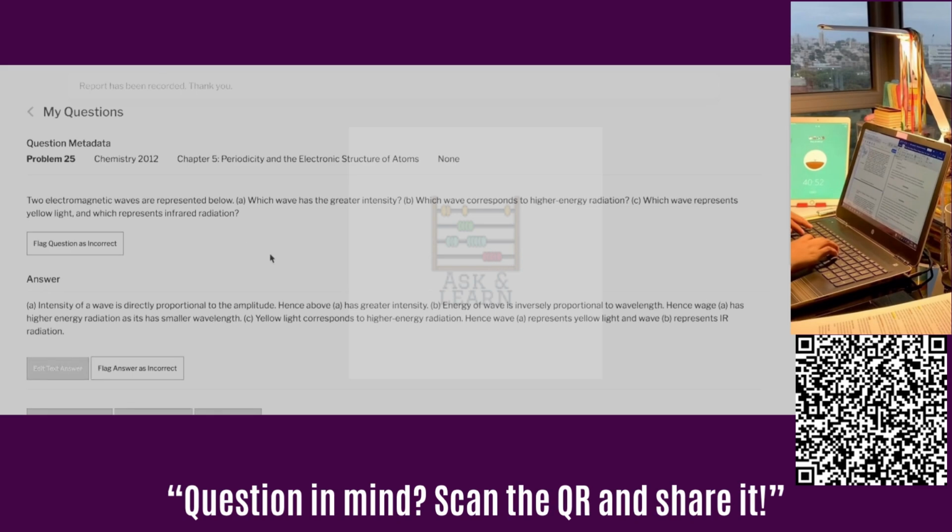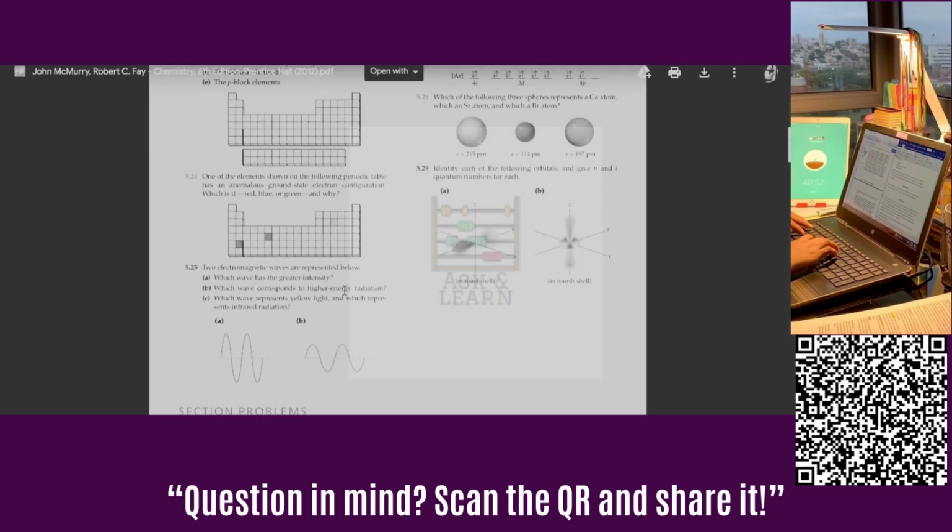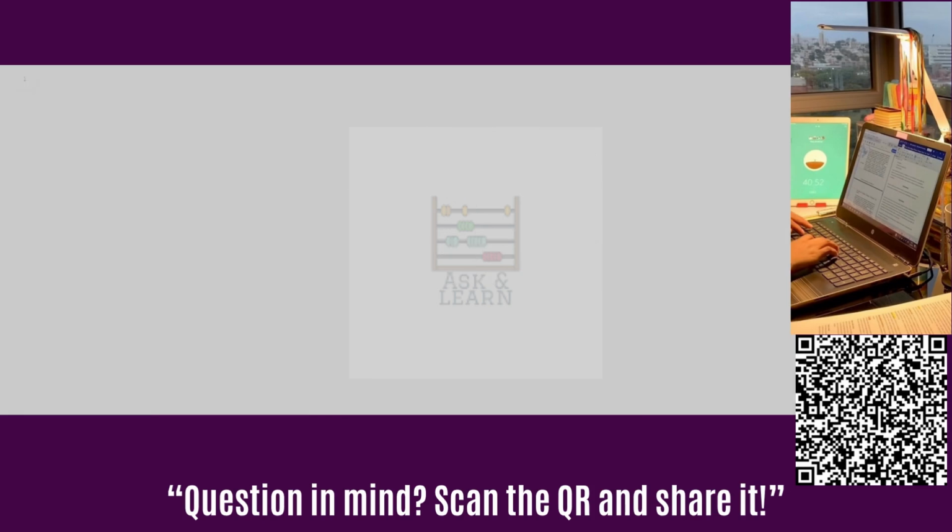Two electromagnetic waves are represented below. Again, this one doesn't really have a picture here, but this is question number 5.25. All we're asking about is intensity and energies, and we're talking about yellow light and which one is the infrared radiation. All right, so let's get started with the wave.